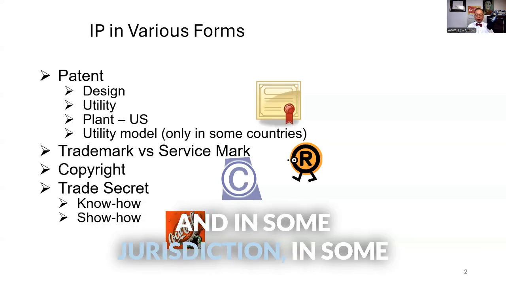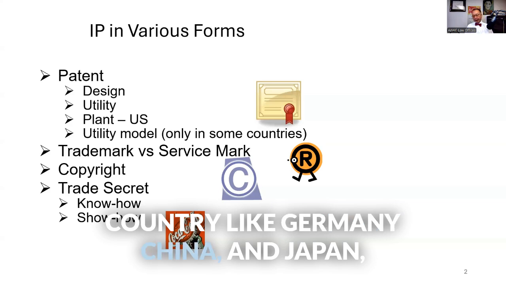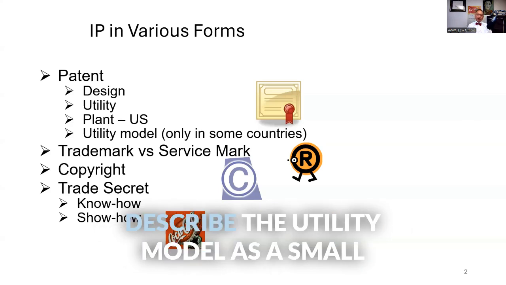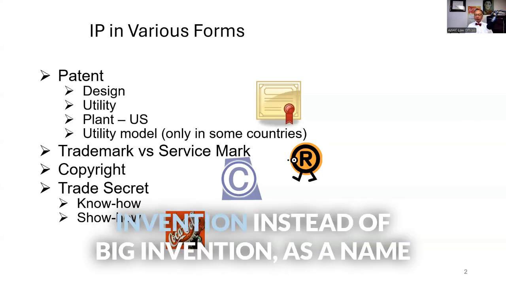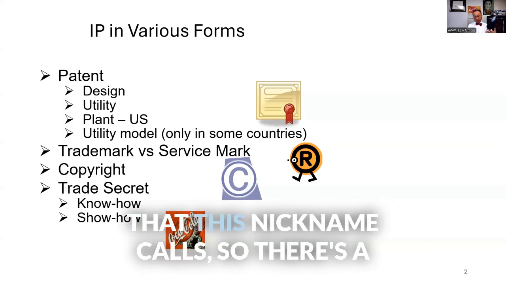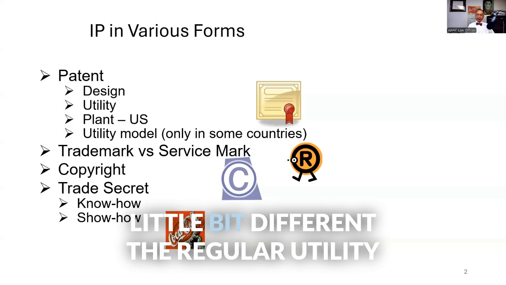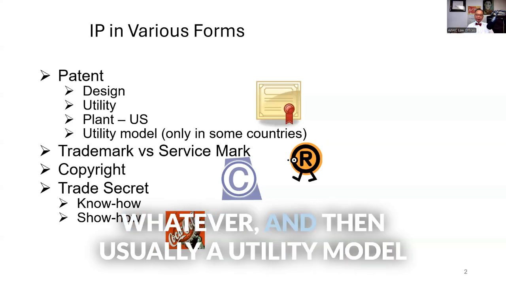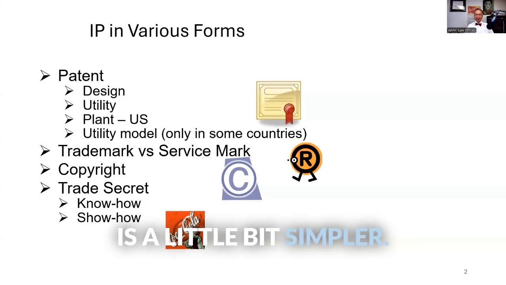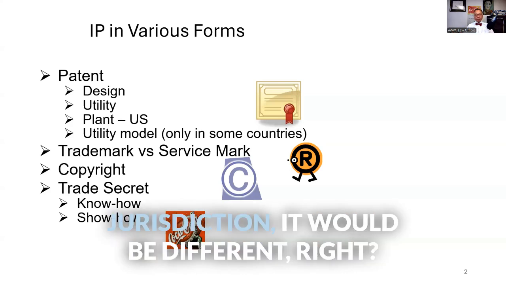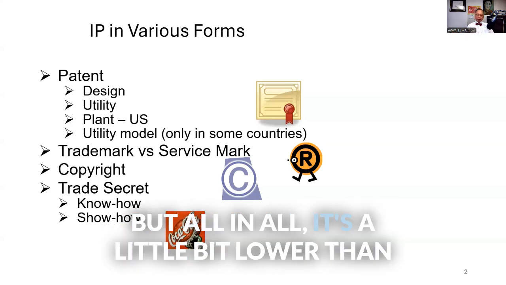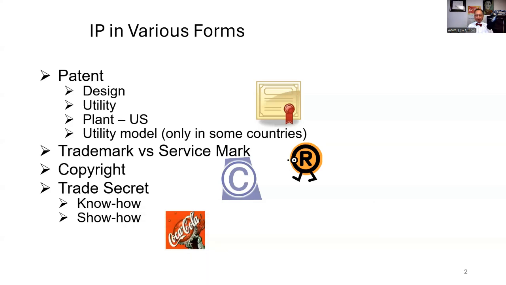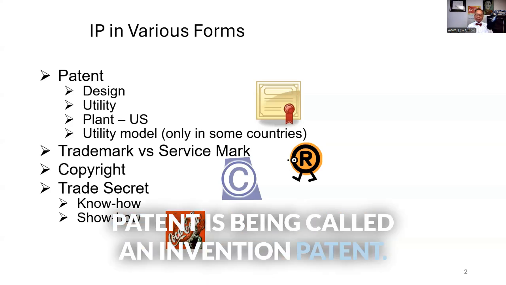And in some jurisdictions, in some countries like Germany, China, and Japan, there's something called utility model. Sometimes, not all the time, people describe the utility model as a small invention instead of a big invention, as the nickname says. The regular utility patent may usually be 30 pages or whatever, and a utility model is a little bit simpler. The hurdle depends on jurisdiction, but all in all, it's a little bit lower than the regular patent. Particularly in China, their utility patent is called an invention patent.